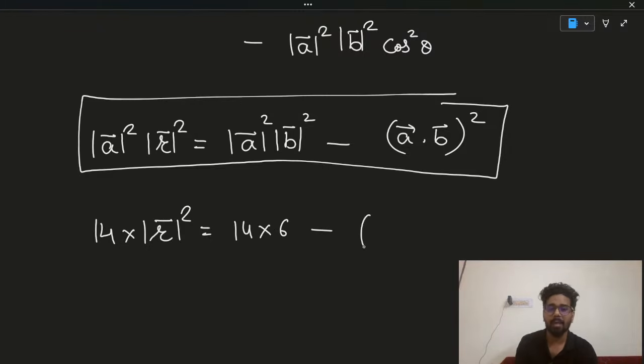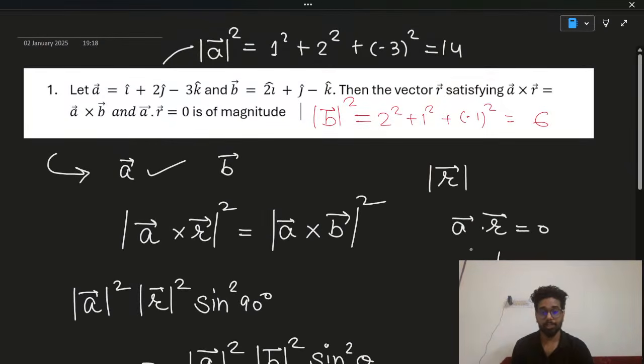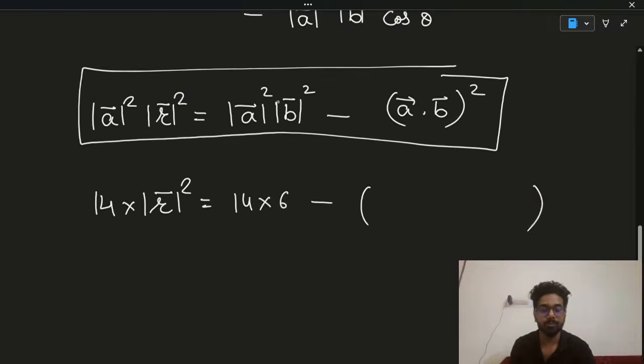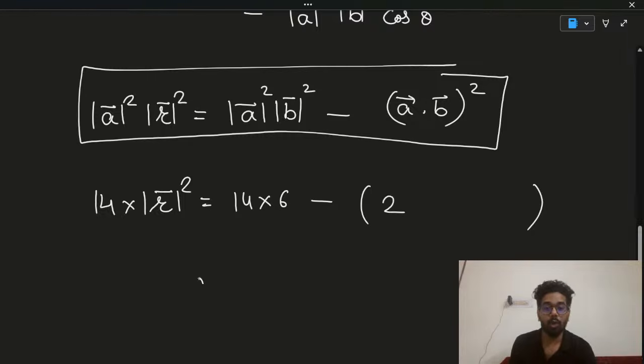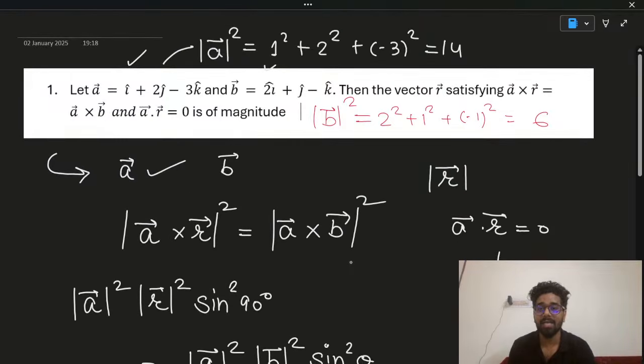And what is A dot B? It's the multiplication of direction ratios, so multiplication of the x direction ratios. Simple. If you do not know A dot B, guys, it's the multiplication of their x components plus multiplication of y components plus multiplication of z components. It's that easy. So that's what I'm doing over here, guys.